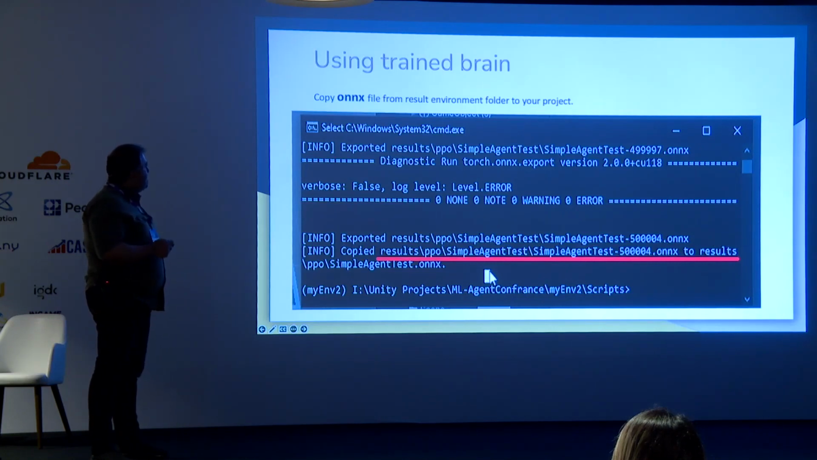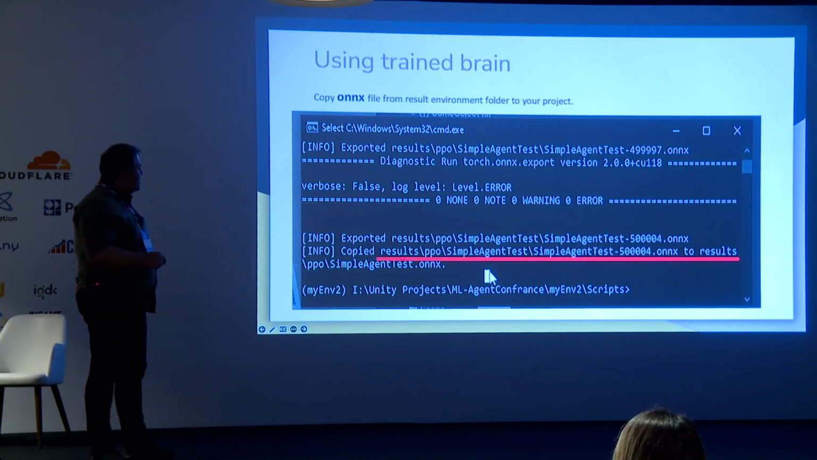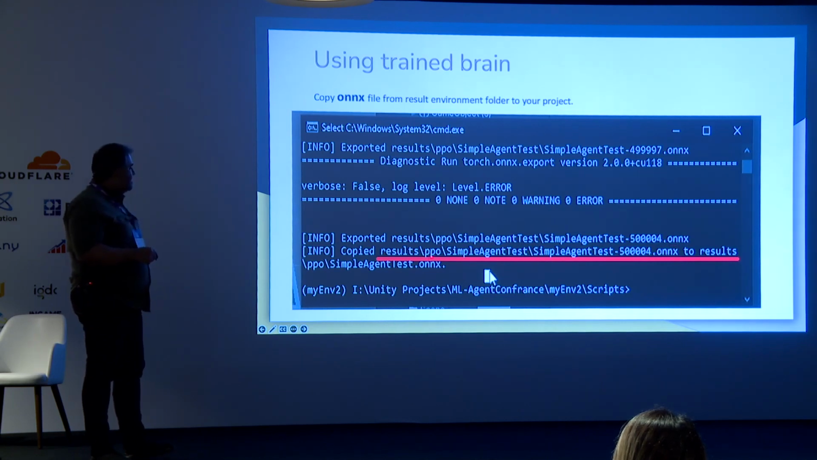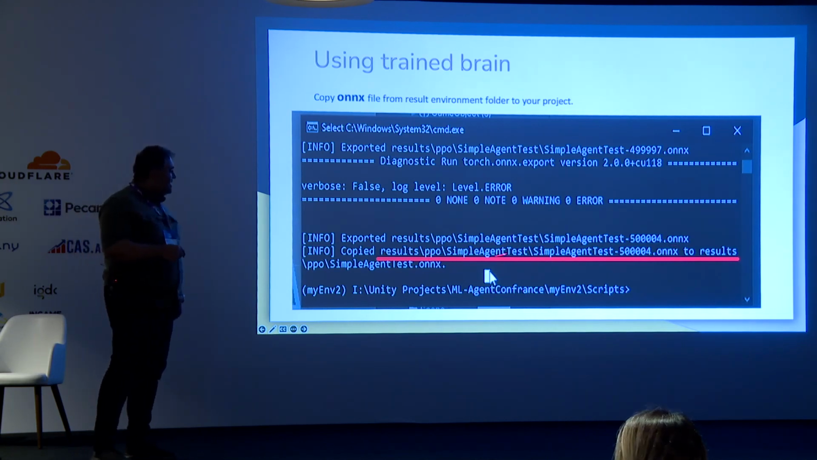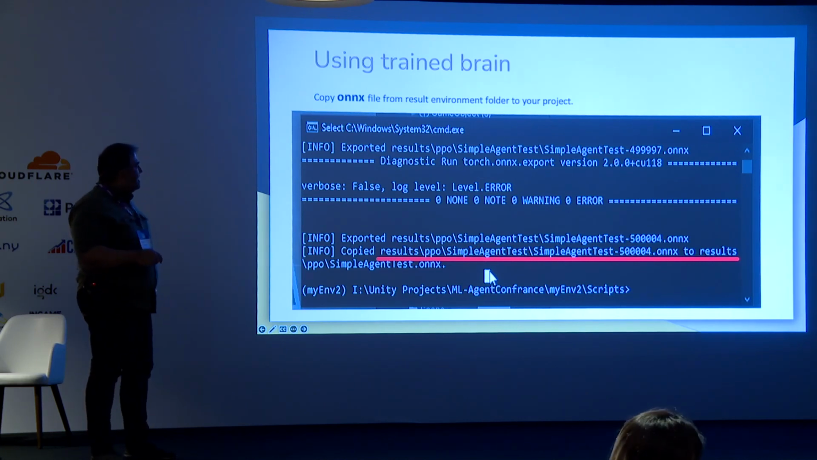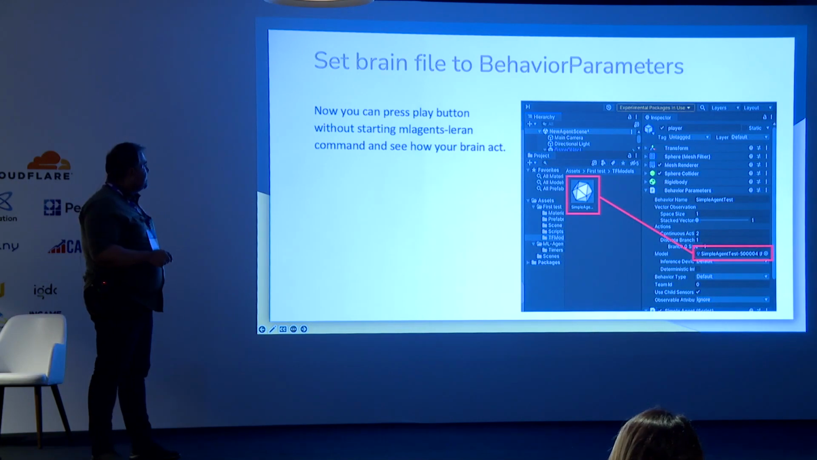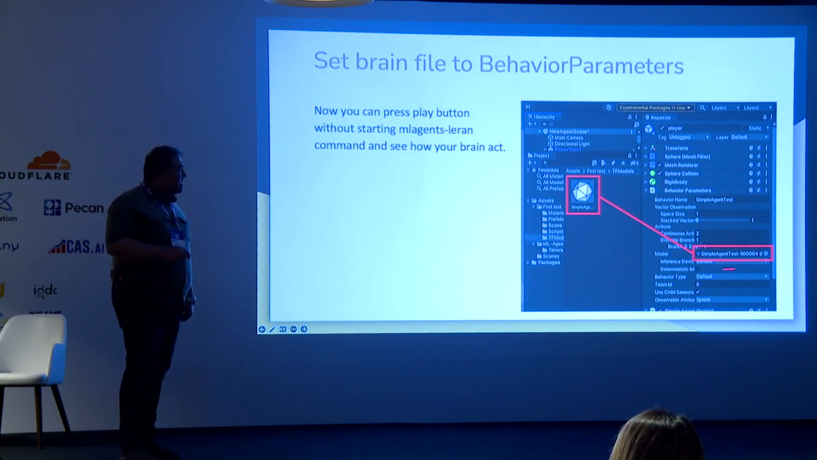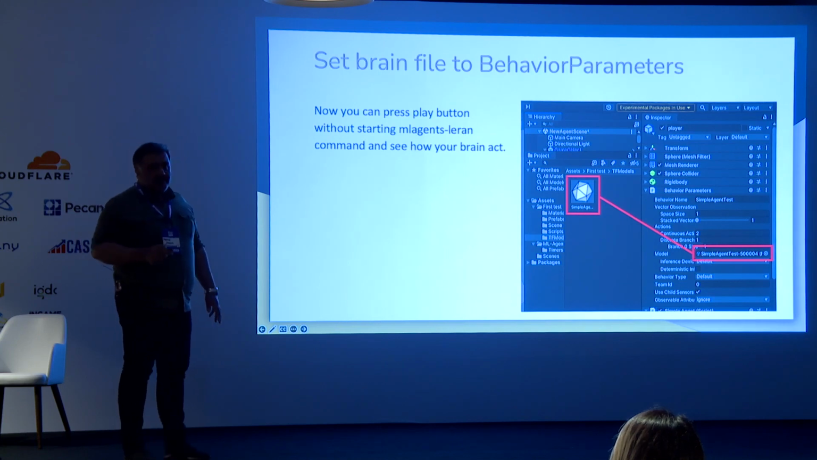To use the trained brain, we head to our environment folder. In this folder, results, then PPO, and the name we set at the beginning of the training. We have to manually add this file into our Unity project here and set it in Behavior Parameters. This is how we use the trained brain inside Unity.